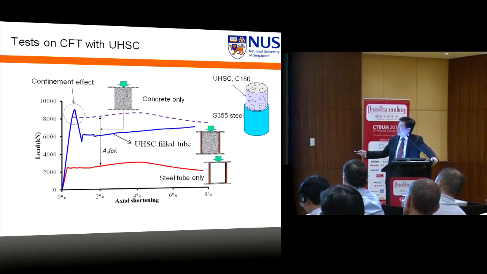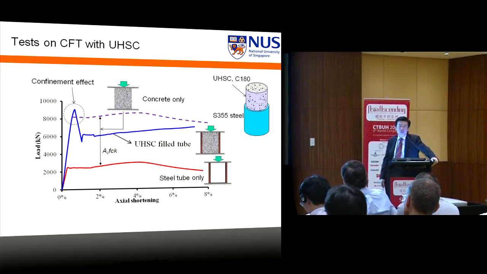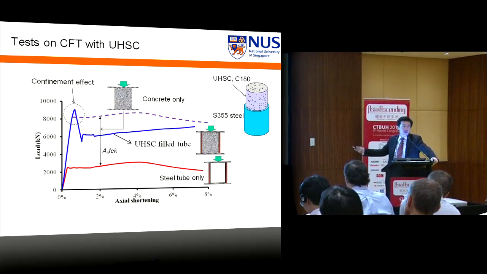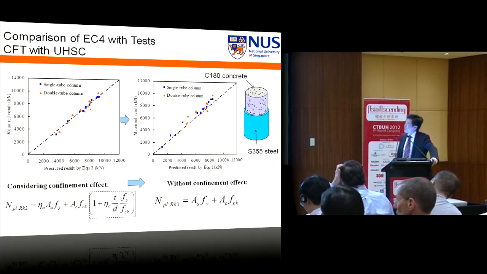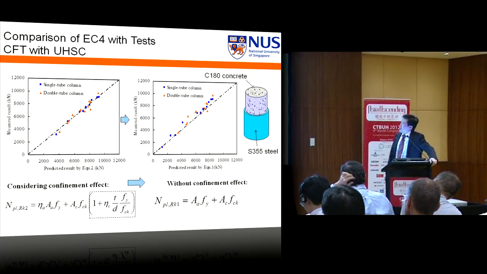When you load it further, you see the concrete actually increase because the concrete gets in touch with the steel tube. So the confinement actually gets larger when your shortening increases. And then you go back to the sum of the two materials, the behavior. So we compare this.